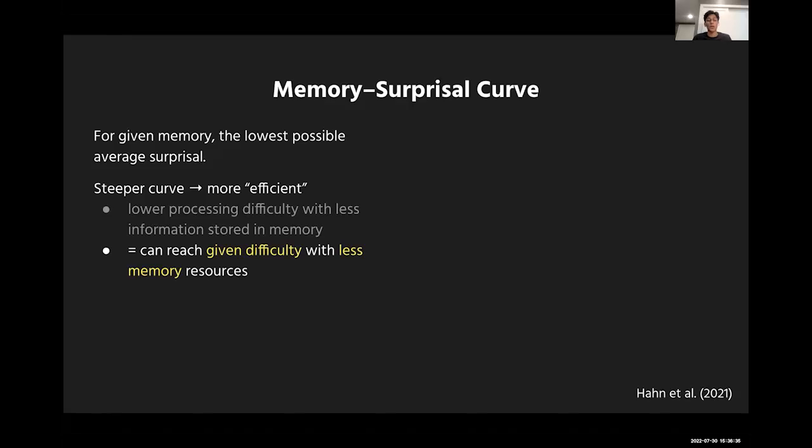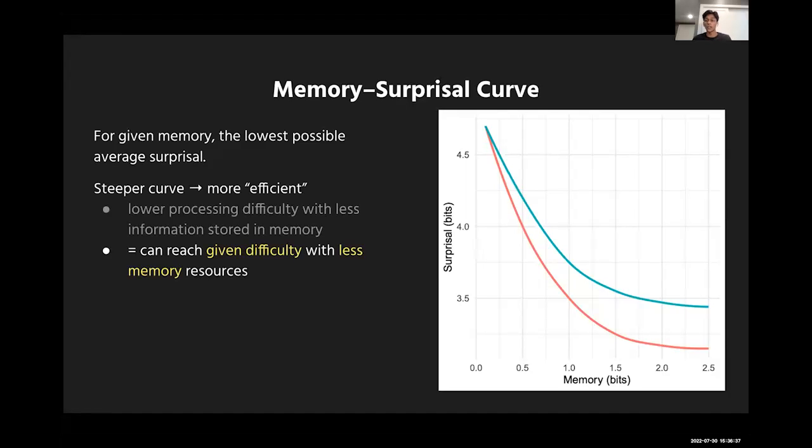resources required. And so this is an example of two possible languages that are graphed on this curve, where the memory is on the x-axis, the surprisal is on the y-axis. And you can see that the red language, which is explained by the red line, is more efficient than the blue language, because at any given level of memory, you can achieve a lower surprisal. And so therefore, we would say that the red language is more optimized for cognitive resources and language processing.